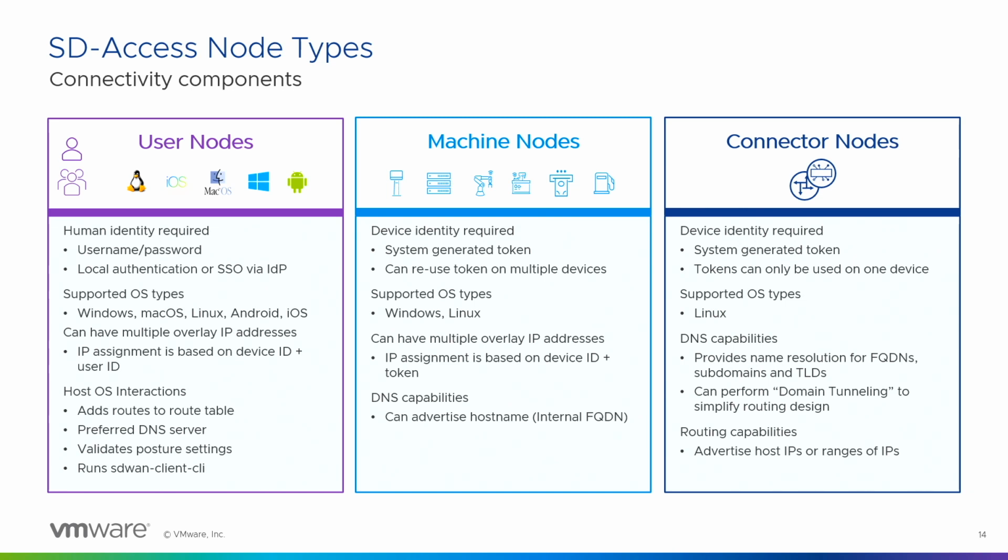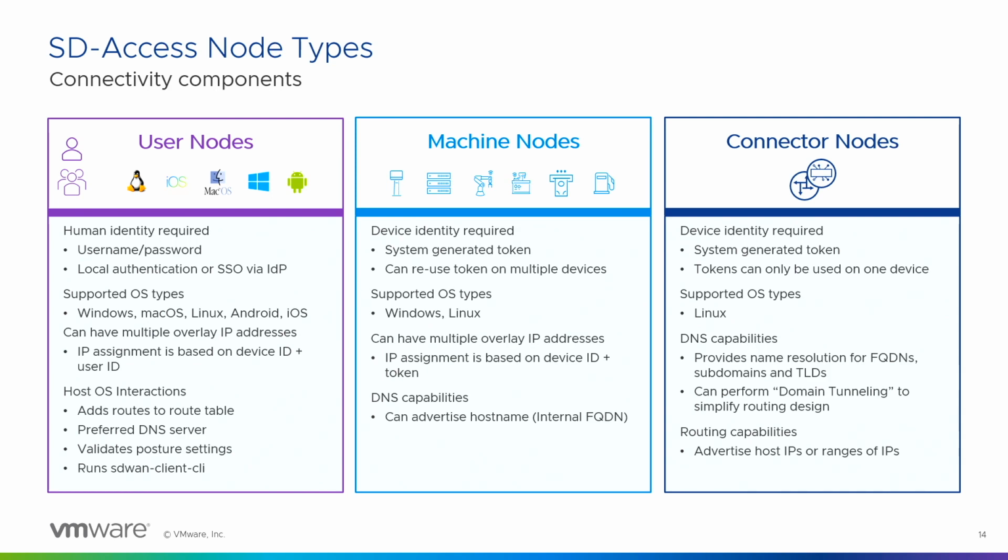When a user logs into the client application, SD-Access will provide an overlay IP address, and that IP address assignment is based on the device ID as well as the user ID. Once the user logs in and tries to communicate with other devices on the network, the user will be able to add routes to its routing table for different endpoints as well. All the policies and routing can be configured on the UI.